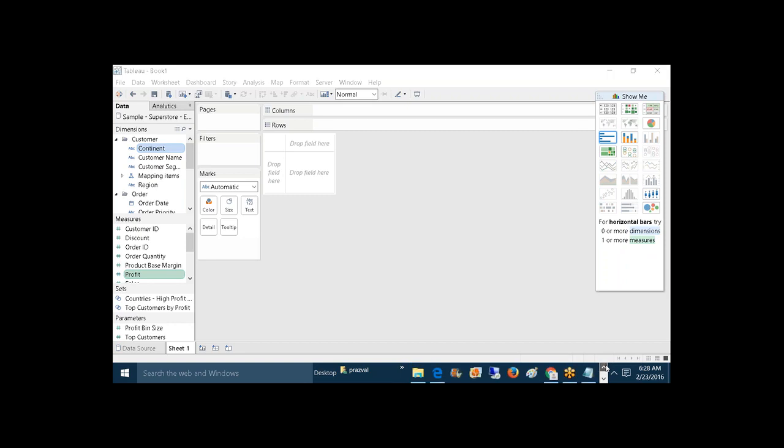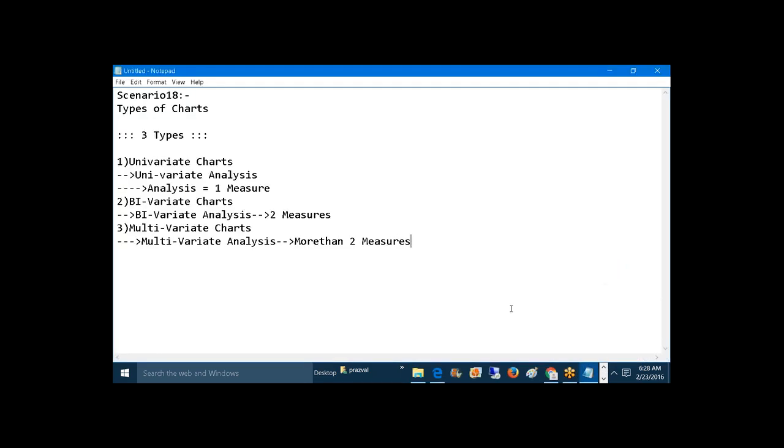So first let's start with the bar chart. When do we have to use the bar chart? If we are performing comparative analysis, then we have to make use of the bar chart. What is the meaning of comparative analysis? If we are comparing one category with the remaining categories, or one value with the remaining values, then such a kind of analysis is known as comparative analysis.